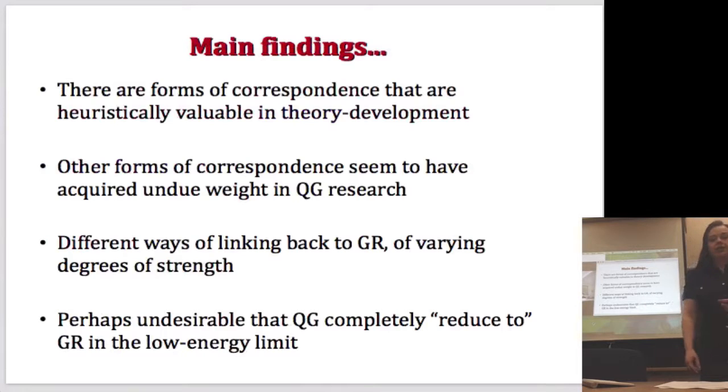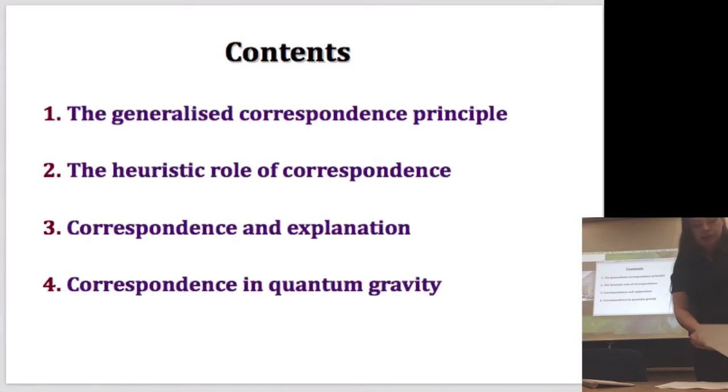What I'll find is that there are lots of different forms of correspondence. There are some that are heuristically valuable in theory development. Others, I'm going to argue, have quite undue weight in quantum gravity research. Within the different approaches, there are different ways of recovering general relativity, and these have varying degrees of strength. But perhaps it's undesirable to go for the really strong one and imagine that quantum gravity must strictly reduce to general relativity in the low energy limit. I'm going to start by explaining what the correspondence principle is. I'm going to talk a bit about its heuristic role, the role it plays in explanation, before finally getting to correspondence in quantum gravity. I guess most of the interesting stuff might be in there.